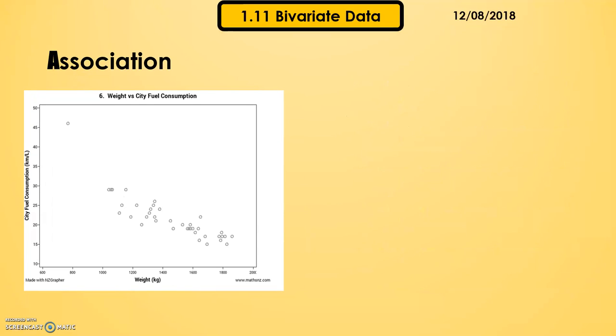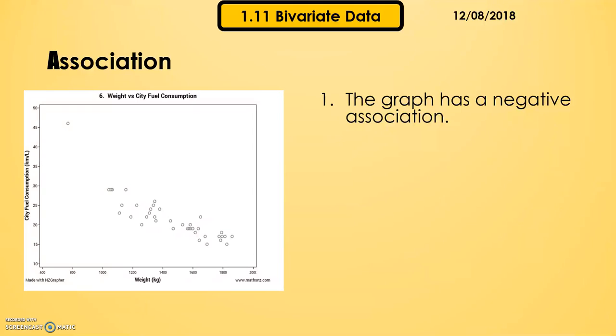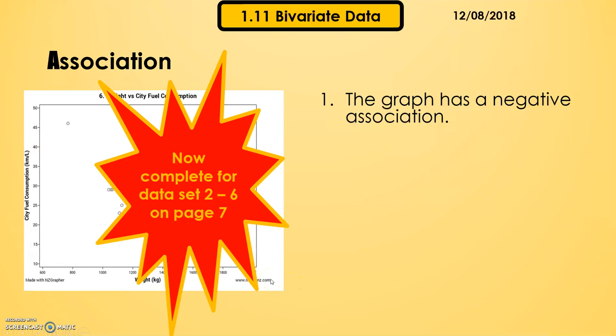Okay, now looking at the association. For our example, the graph has a negative association because it's pointing downwards from left to right. So again, go to your booklet on page 7 and complete the association section for each of your data sets. And then once you're finished, pause the video and then press play once you're ready to look at the answers.